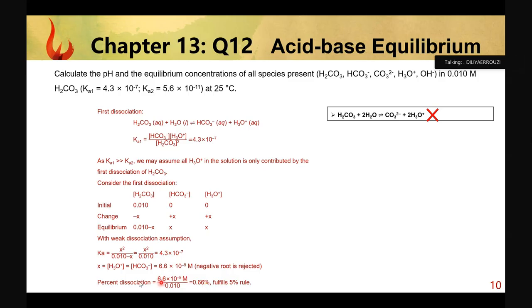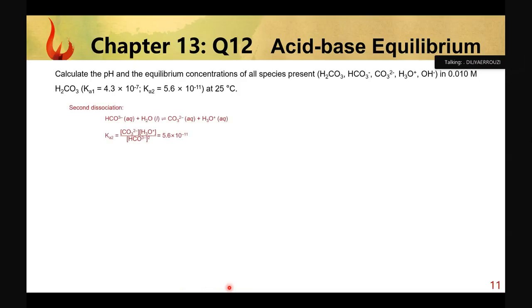Then we calculated the percent dissociation, which is X divided by the concentration of the H2CO3, which is 0.66%, which fulfills the 5% rule. So our weak dissociation assumption checks out. So we really don't need to consider the effect of X on the concentration.